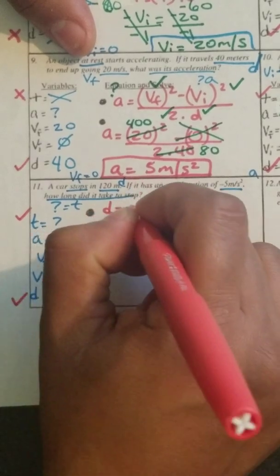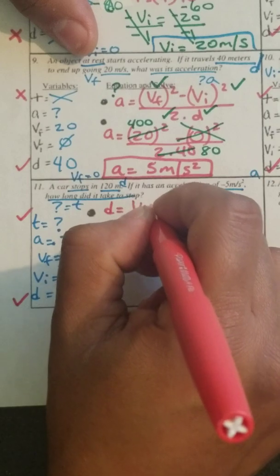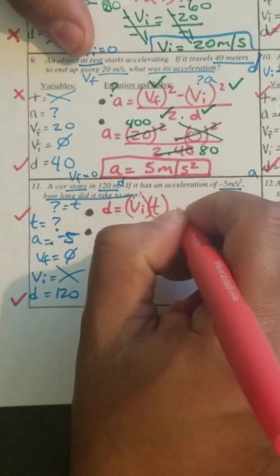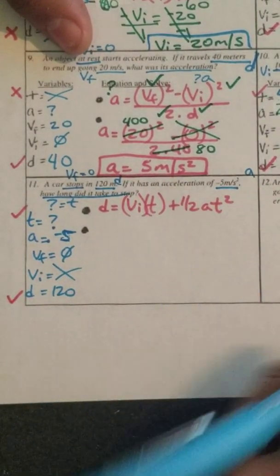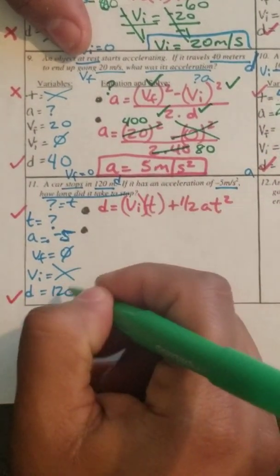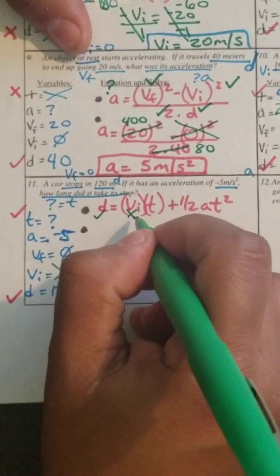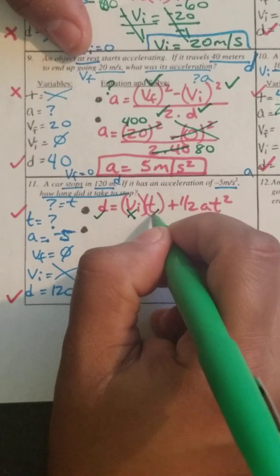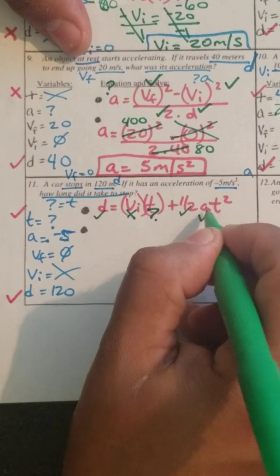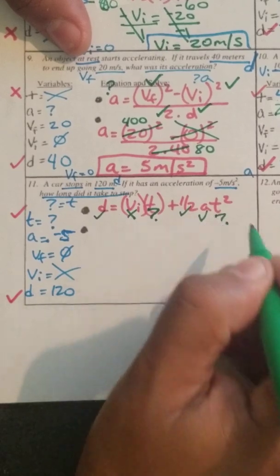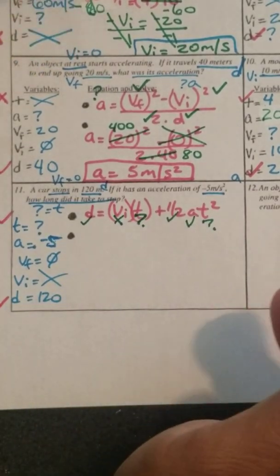So in this case, I'm going to do what my flow chart says. It says D equals V sub I times T plus 1/2 A T squared. Let's go back and double check. Could I use this equation or not? Do I have the D? Yes. Do I have the V sub I? No. Do I have the T? Question mark on that. 1/2, yes. A, yes. T, question mark again. What happens when I'm missing a V sub I and a T?